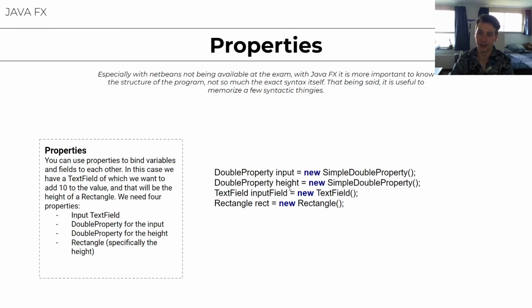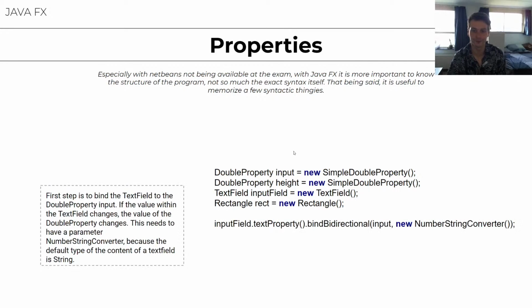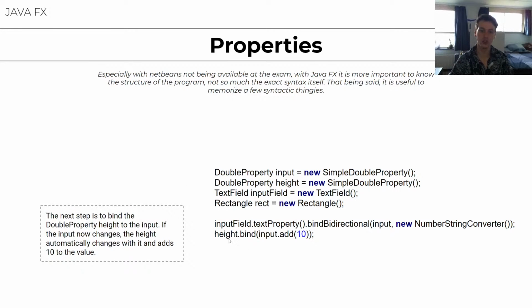And then we need a height value, for the reason that I just explained. The input double property is going to be equal to the value in the text field. The height double property is going to be equal to the input property plus 10, because that's what we want to achieve here. Okay, I'm going to dive into the second line first before I digest the first one.